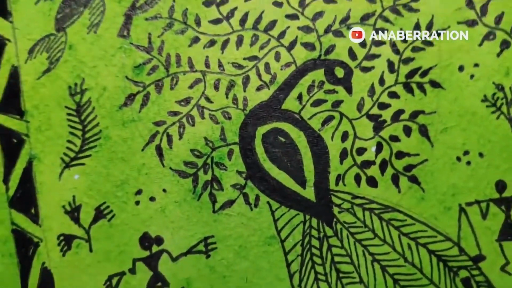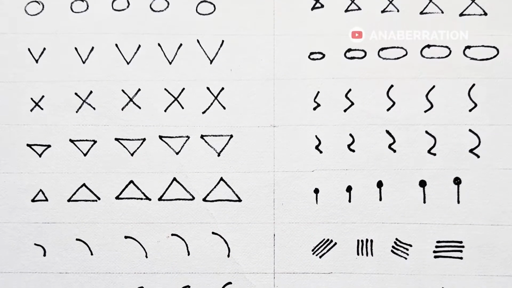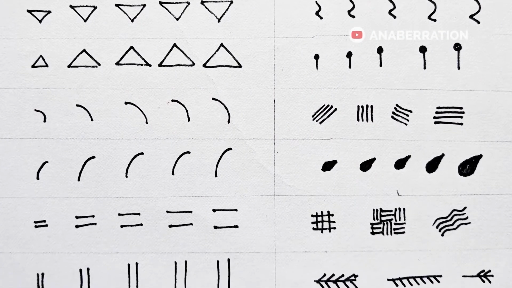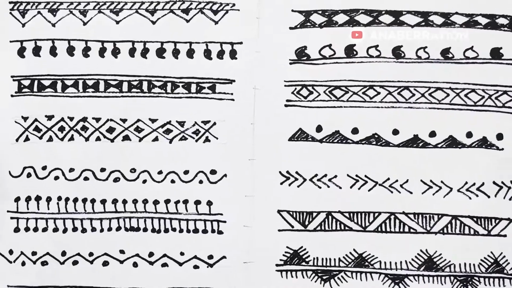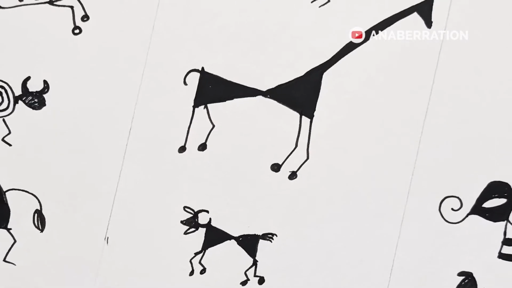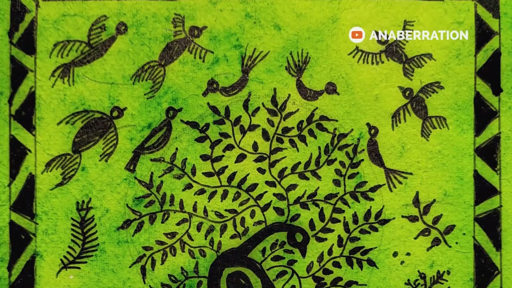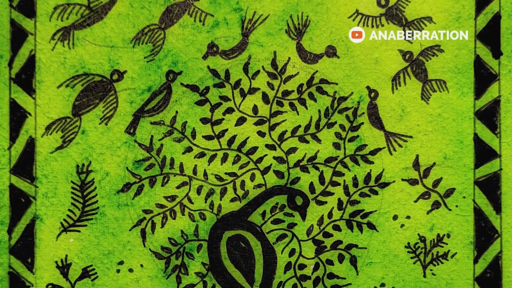Warli painting is one of the most famous tribal paintings of India. In this series of painting, first we will learn basic shapes to form human figures, then we will see different borders, then we will learn birds, after that animals, and then we will learn trees. Then we will take samples from each of the lessons and finally compose a beautiful painting.